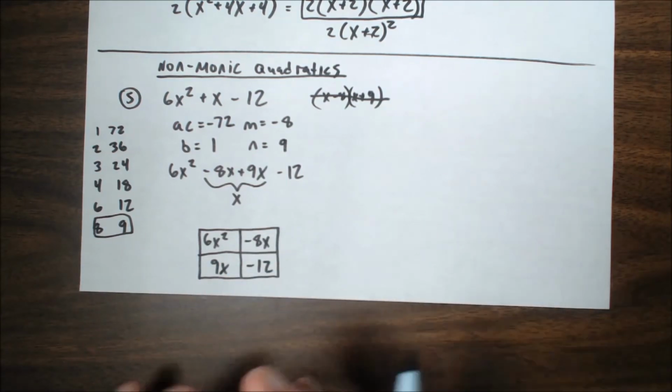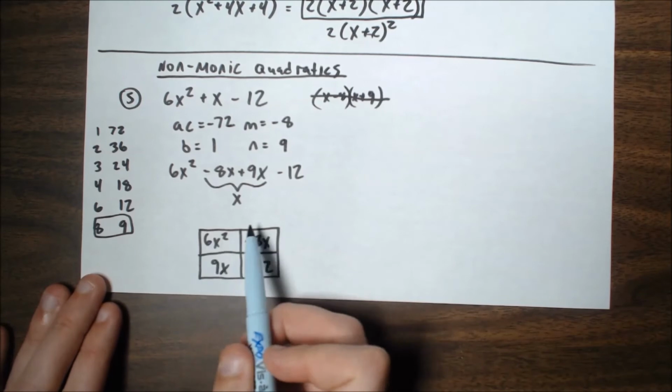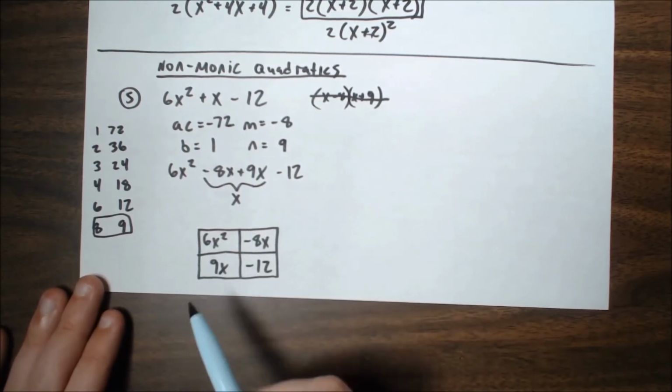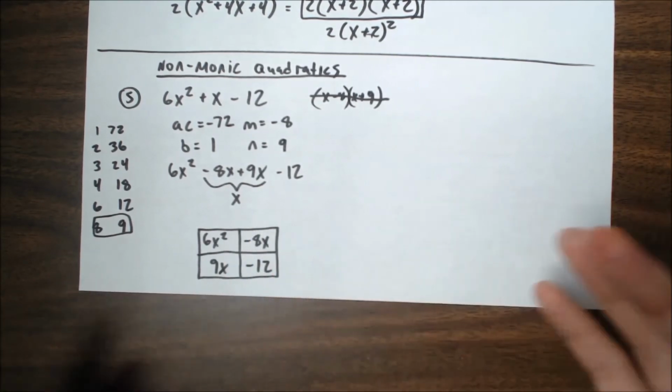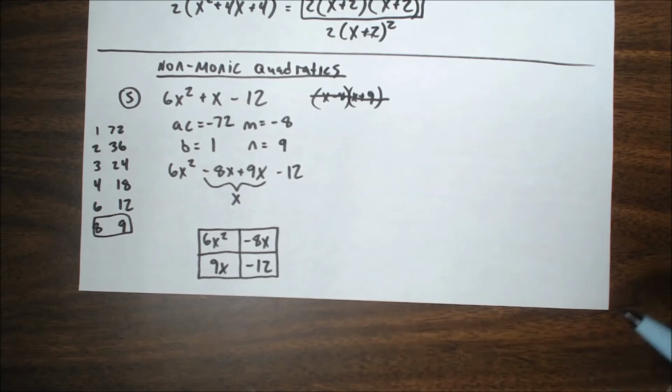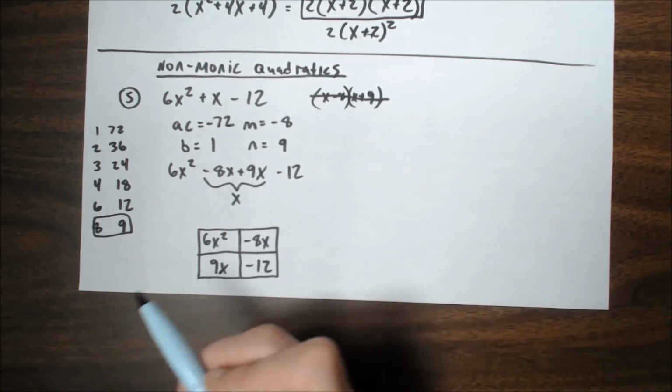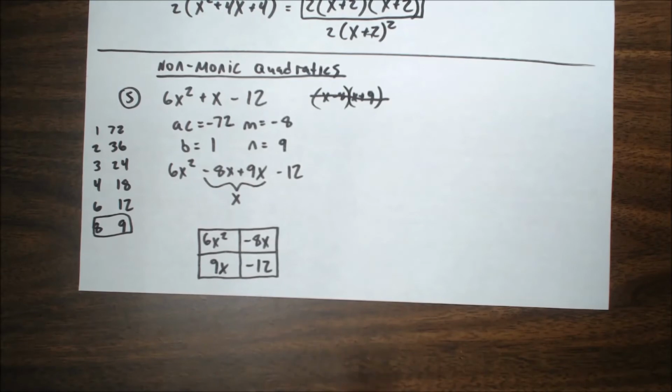Well, instead, we're working backwards to figure out what would have to go out here that would multiply to give me these numbers. Whatever's going to be out here, those would be the factors I'm looking for. The easiest way to do this is to start at the top row and pull out the greatest common factor of the top row.